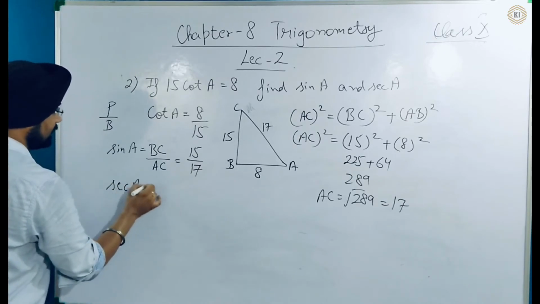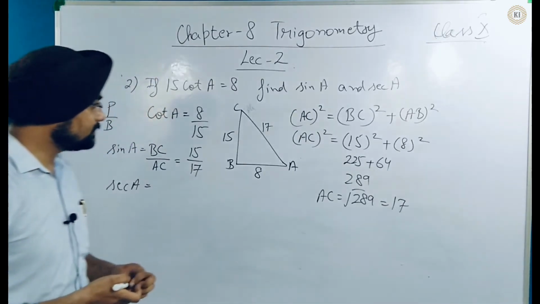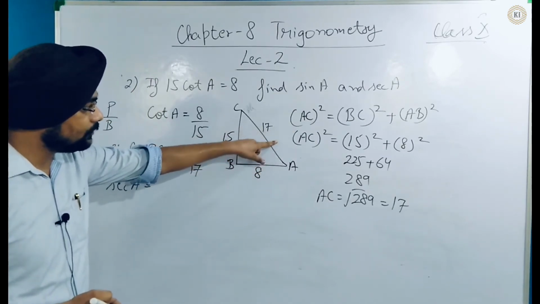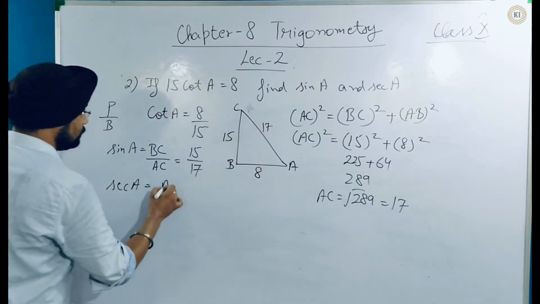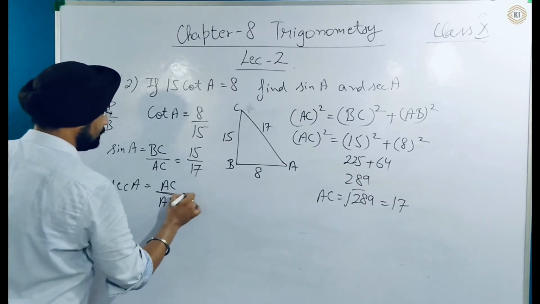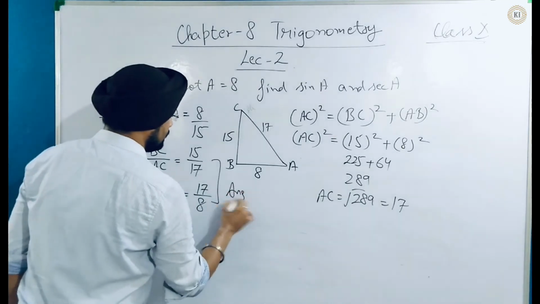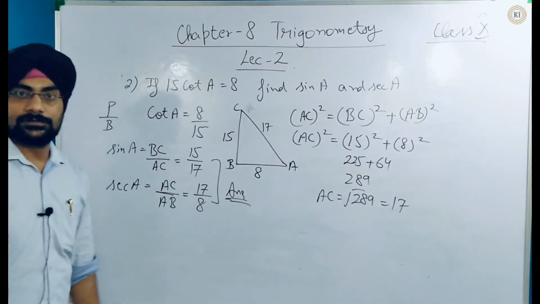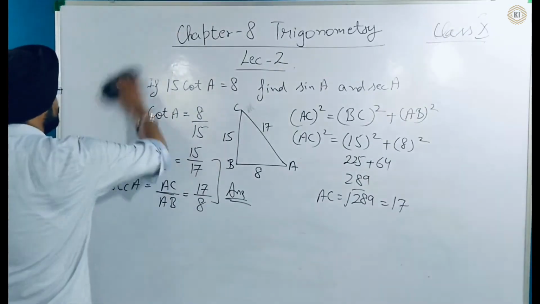Value of sec A: sec A is the reciprocal of cos A. So cos A is base upon hypotenuse, that is 8 upon 17. So the reciprocal will be 17 upon 8, that is AC upon AB, 17 upon 8, and these are the answers. So now let us see another question, question number 3 of trigonometric ratios.